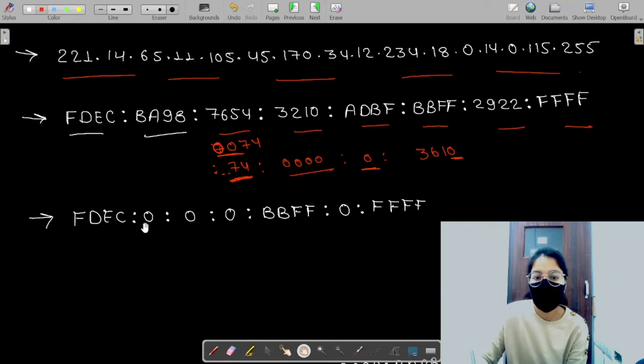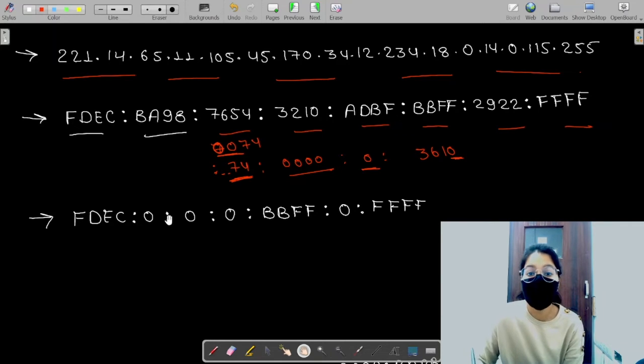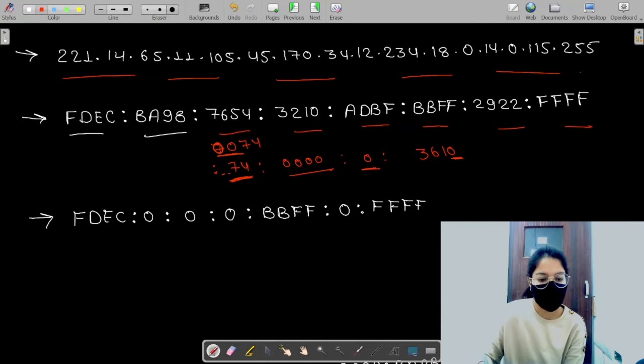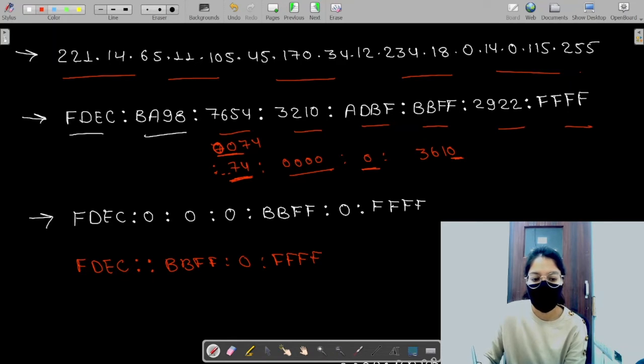Okay. Now I want to compress this 0000 into a short form. Then what can I use? I can use a double colon here. For example, how can I do this? Double colon, BBF 0 FFF. Here I compress the zeros with a double colon. What is the double colon representing? It is representing that we have three groups of zeros here.